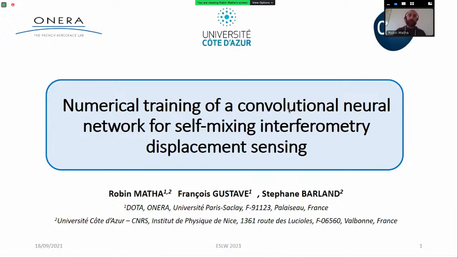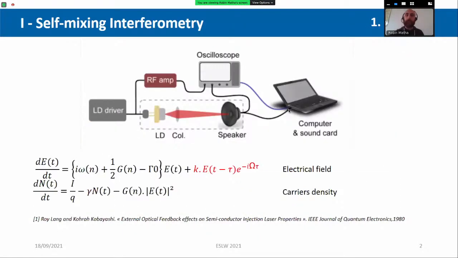I'm Ruben Mata, a PhD student from Onera in Palaiseau, and I'm going to present our work, numerical training of a convolutional neural network for self-mixing interferometry displacement sensing. It is work with my two directors, François Gustave from Onera in Palaiseau and Stéphane Barland from Institut de Physique de Nice and CNRS. So first of all, I'm going to present the concept of self-mixing interferometry.